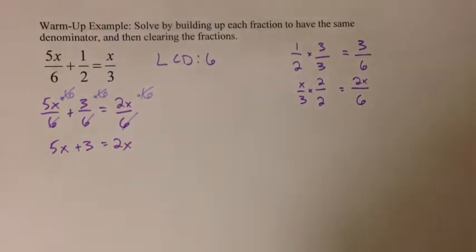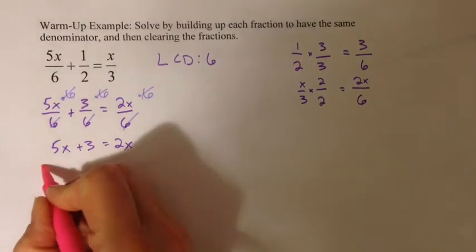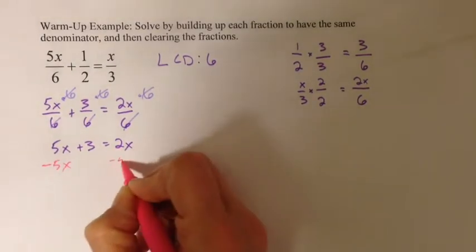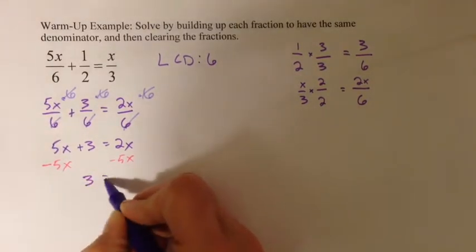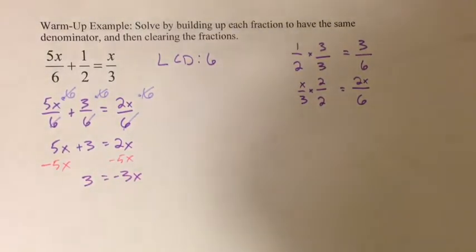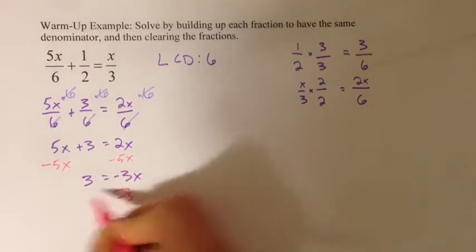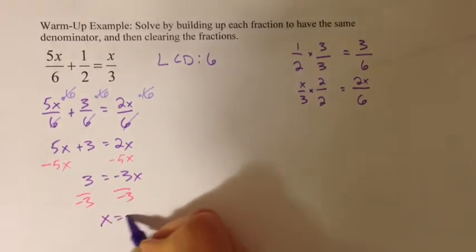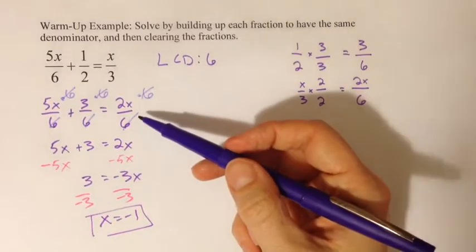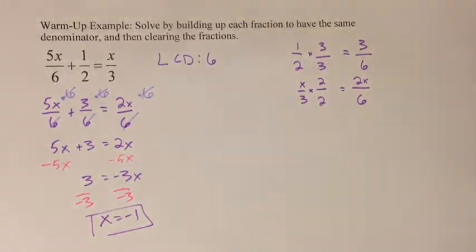Now I can finish solving this equation. I'll go ahead and move the 5x over to the other side, subtracting 5x from both sides, to give me 3 equals negative 3x, and then I'll divide both sides by negative 3, which gives me x equals negative 1. Once I cleared the fractions, things got a lot easier.